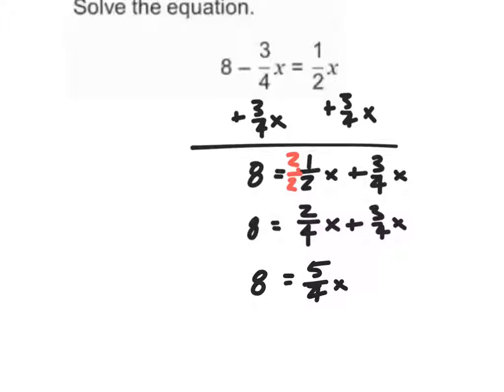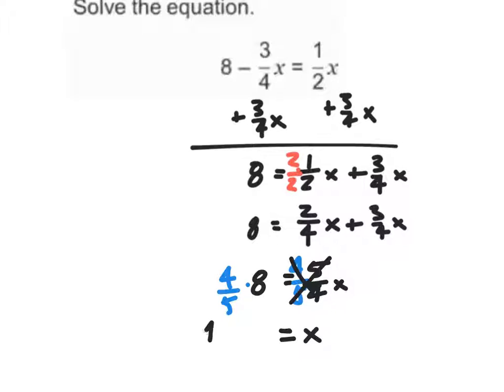So now what I want to do is multiply by my reciprocal to get my answer. So we're going to multiply both sides by 4/5, multiply by 4 over 5, okay? And so over here, the 5s are going to divide out, the 4 is going to divide out, and I'm going to be left with x, okay?